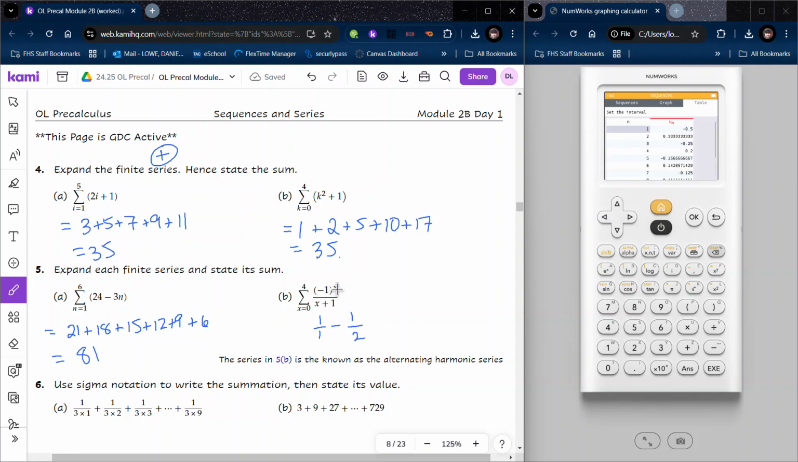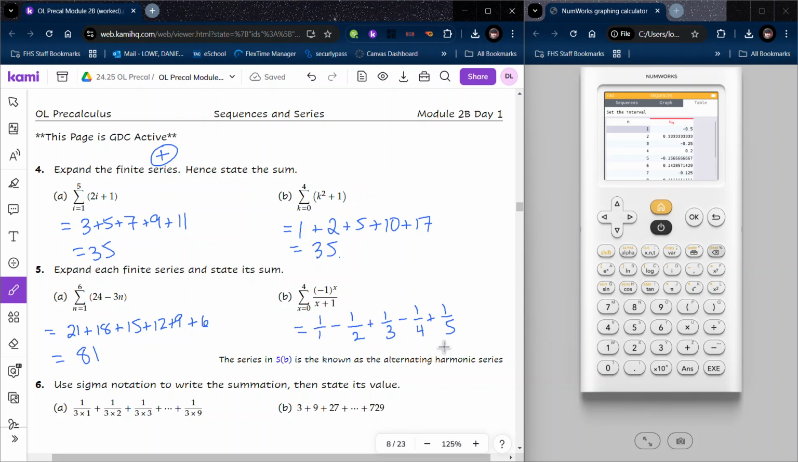And then -1 to the second power is going to be positive 1 over 3. Then -1 to the third power is going to be negative 1 over 4. And then -1 to the fourth power over 4 plus 1, so plus 1 over 5. So we see -1/2, 1/3, -1/4, positive 1/5. We see these summations. That's my summation.